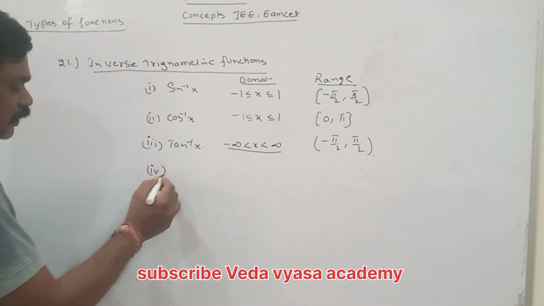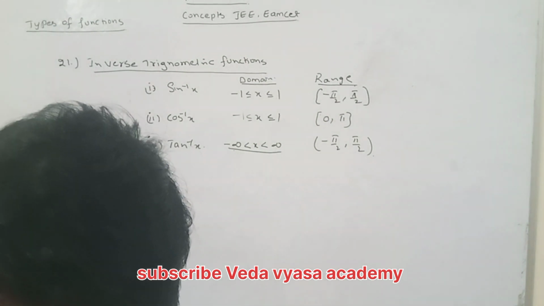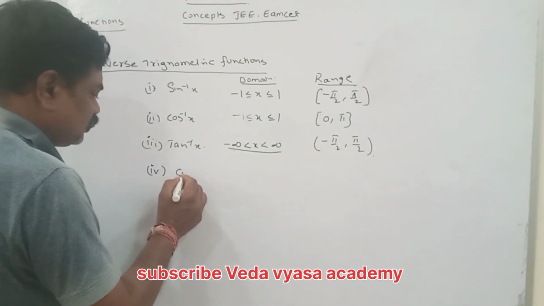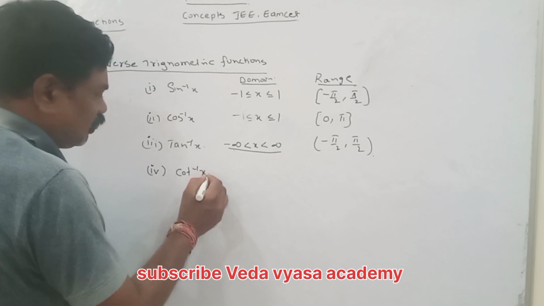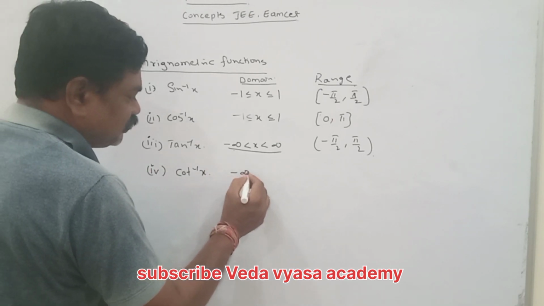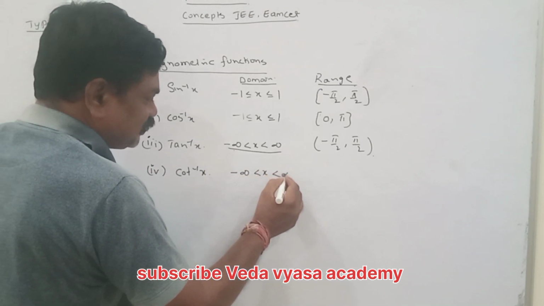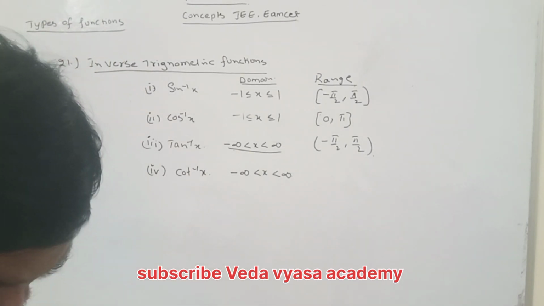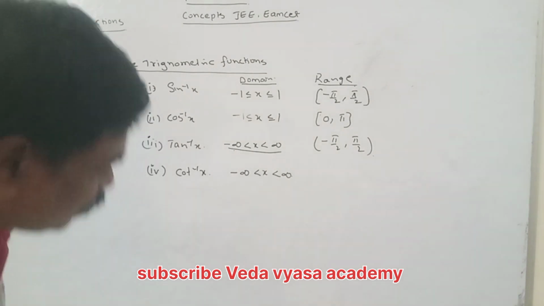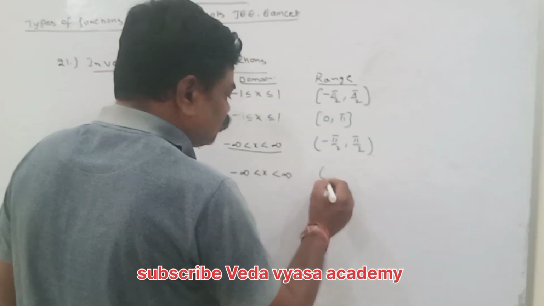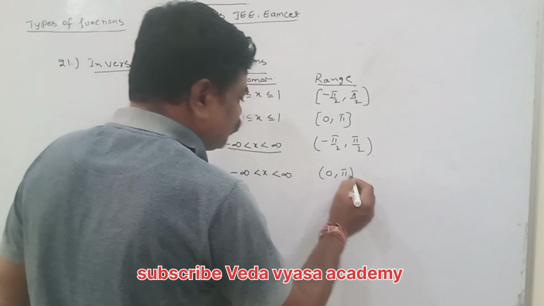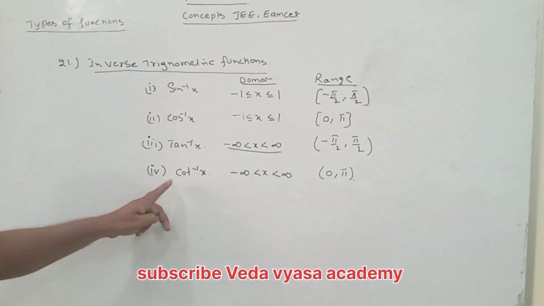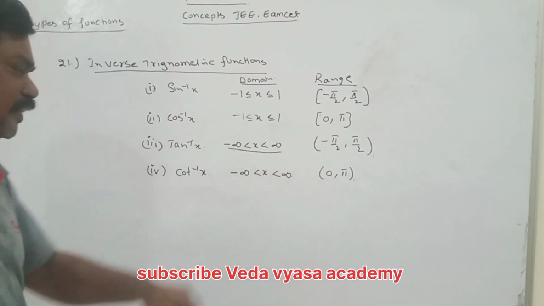And the fourth one, cot inverse x. Minus infinity less than x less than infinity is the domain, and the range is the open interval 0 to pi.